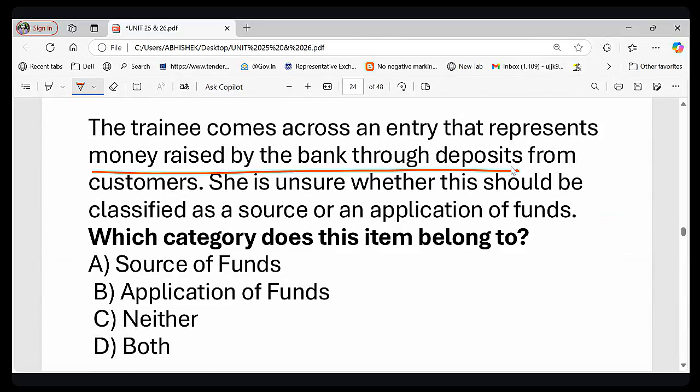A question based on this same concept was asked in the December examination. In the December 24 examination, the source of fund, application of fund concept was asked. So what do you think? Money raised by bank through deposit will be under which category? So think carefully before answering. Whether it is source of fund, whether it is application of fund.